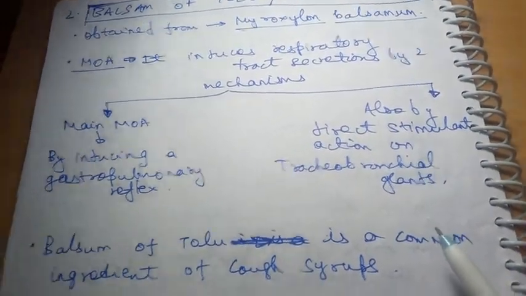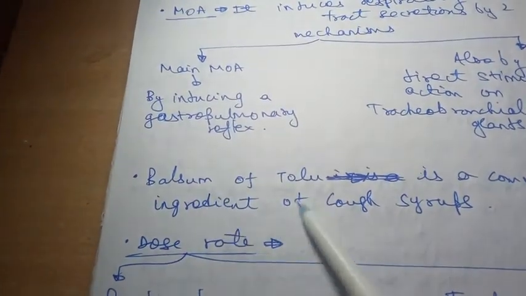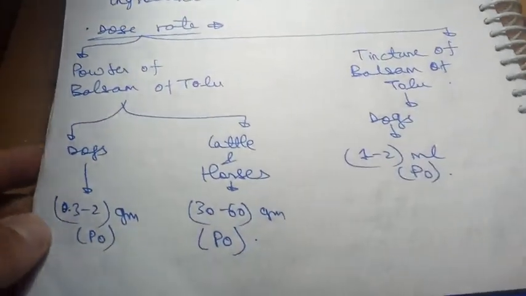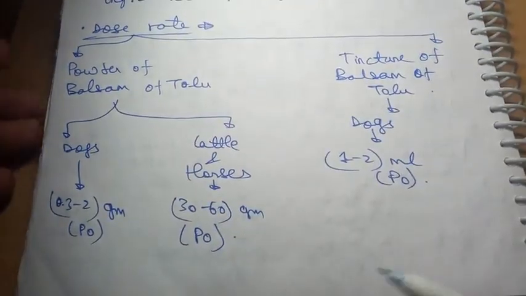At this point we can remember that balsam of Tolu is a common ingredient of cough syrup. So they might ask in the MCQ which drug is the common ingredient of cough syrup with respect to expectorant. That is balsam of Tolu. This is the dose rate, so we have to learn this no matter what.